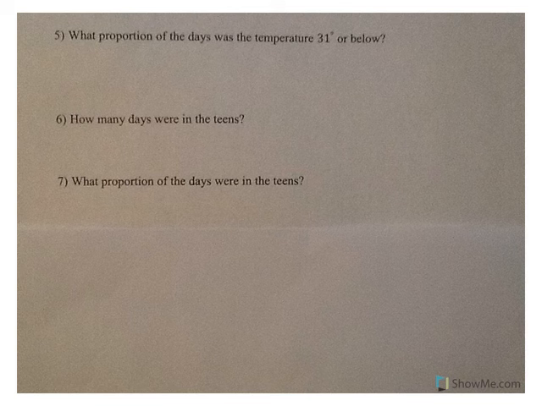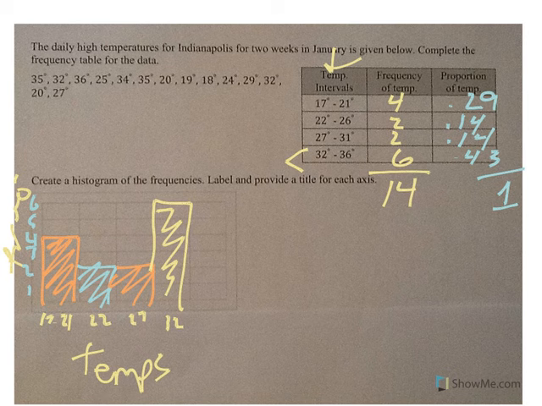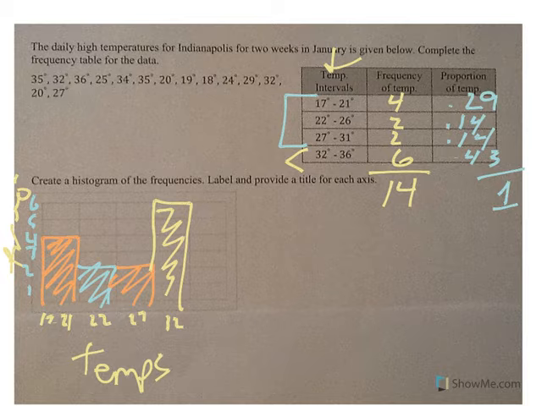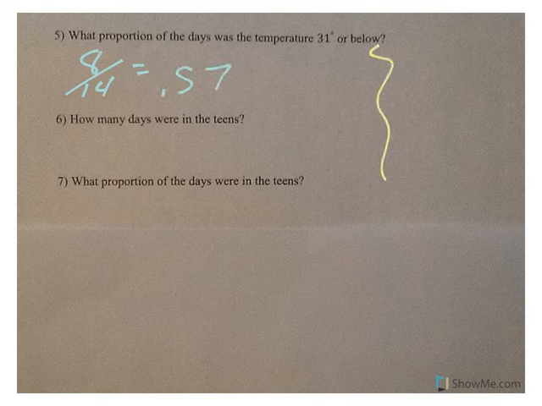What proportion of days was the temperature 31 or below? Well, you can do this one two different ways. You could say, well, 31 and below are these 3, which we know 4 plus 2 plus 2 is 8. So you could just say it's 8 out of 14, which is 0.57. But I want to talk about kind of the other one.